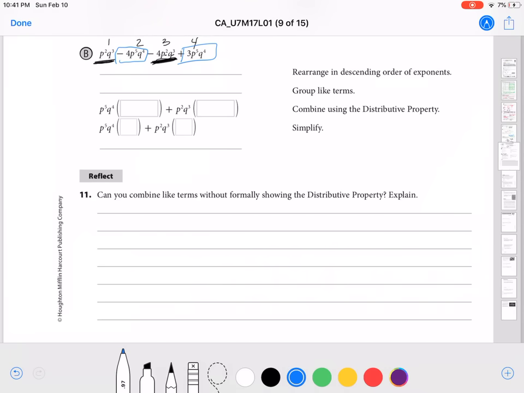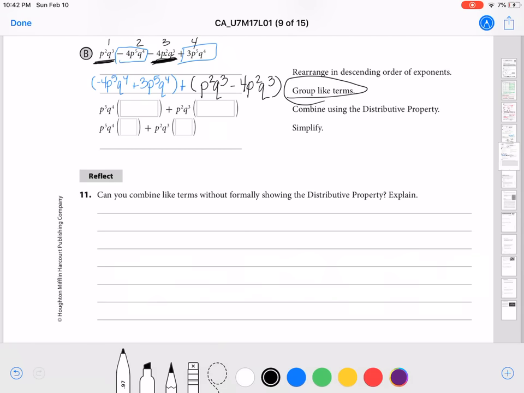So I'm going to rearrange in descending order of exponents. And so we know that we're going to have negative 4 p to the 5th, q to the 4th, plus 3 p to the 5th, q to the 4th, plus p squared, q cubed, minus 4p squared, q cubed in our groups. So we just grouped like terms, okay?